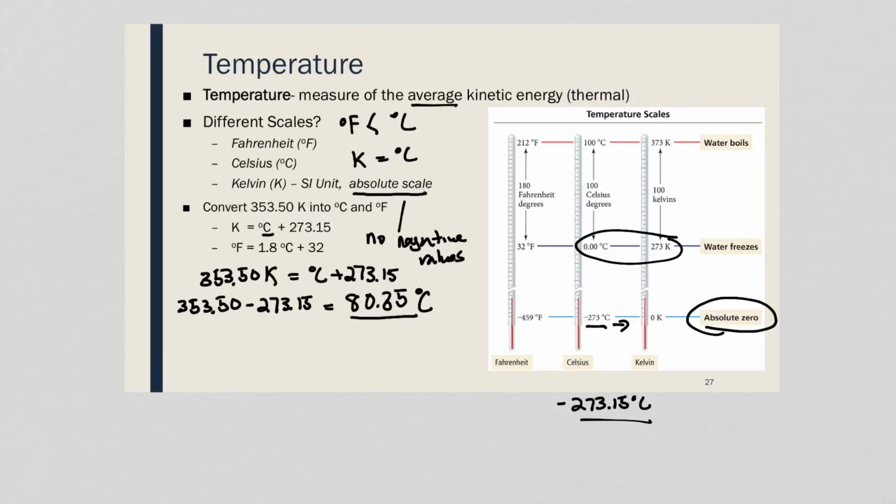Now, what about converting between Fahrenheit and Celsius? Well, we do have the equation here, right? And so if we want to calculate our degrees Fahrenheit here, we can take 1.8 times the Celsius temperature, so 80.35 plus 32, and that will give me the Fahrenheit.